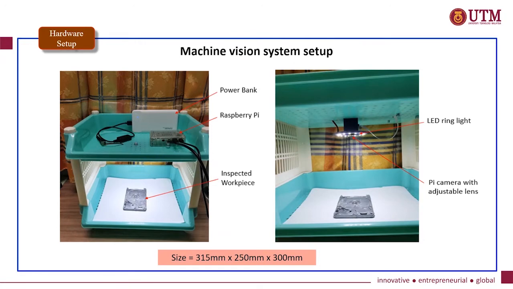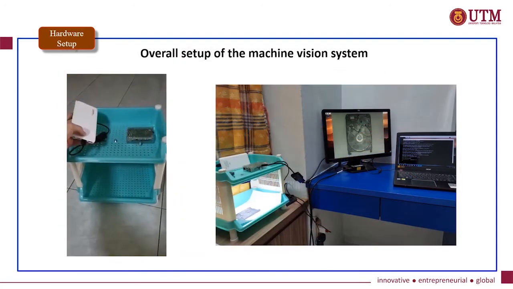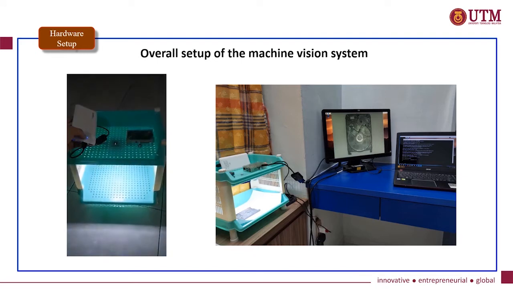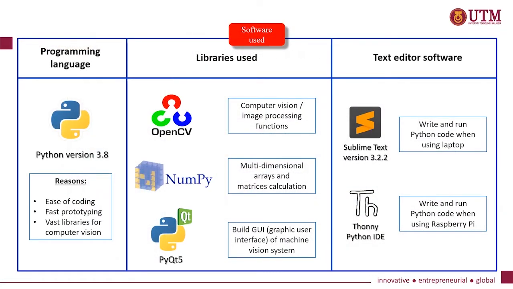So this is the hardware setup of the machine vision system. You can see that a double layer plastic rack is used to place all the components. Besides, I also designed a light holder using SolidWorks and fabricated it using a 3D printer to fix the position of the ring LED light and the camera. This is the overall setup of the machine vision system, and we can see that the LED light can be powered by a power bank. And these are the software used for the implementation of the machine vision system.